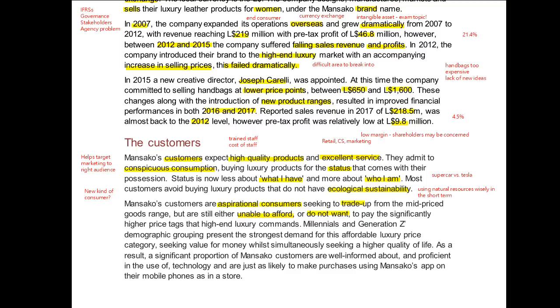Okay, and so this new kind of consumer, as it says, they're unable to afford, so perhaps they are still young, or do not want to pay significantly higher price tags in the high-end luxury market. So the high-end luxury, again, we talked about this earlier, is the very top end of luxury, where you get your silly, ridiculous prices, like the top-end sports cars and the Rolex watches and all that kind of stuff. But there is room within the luxury market. There is this differentiation between high-end or mid-end luxury or just entry-level luxury.